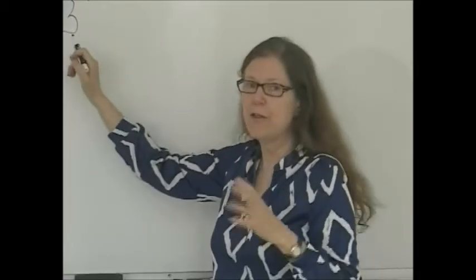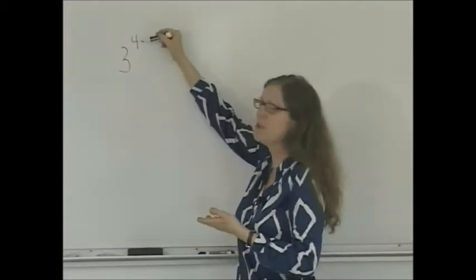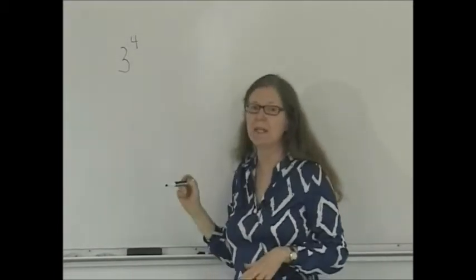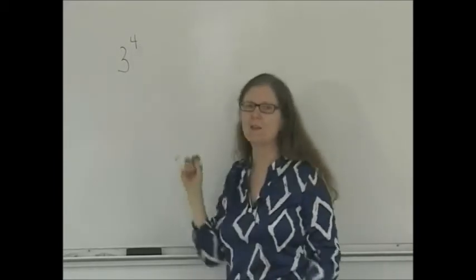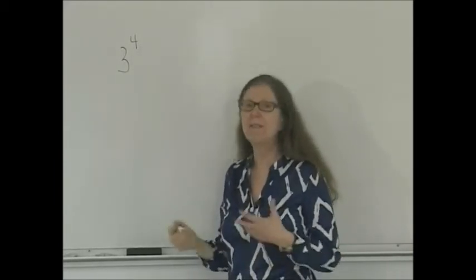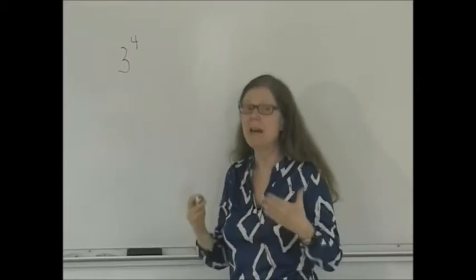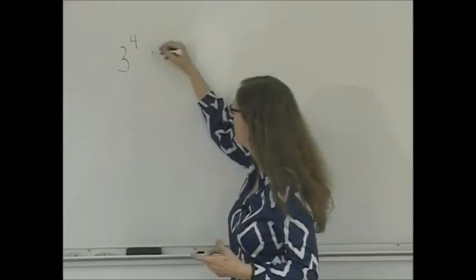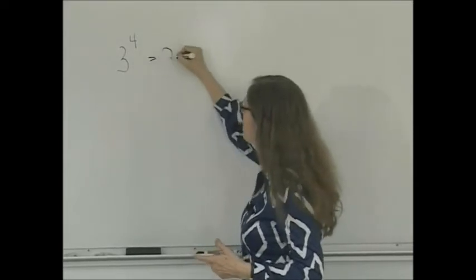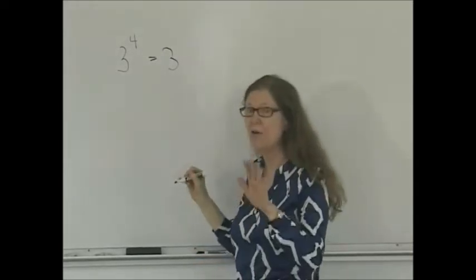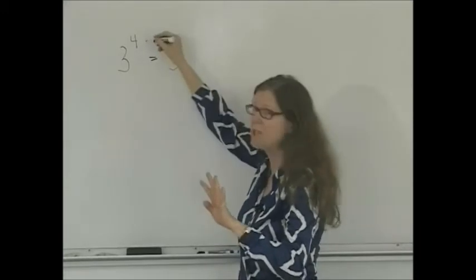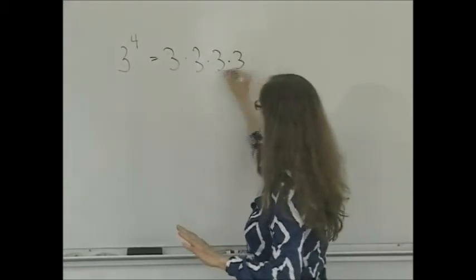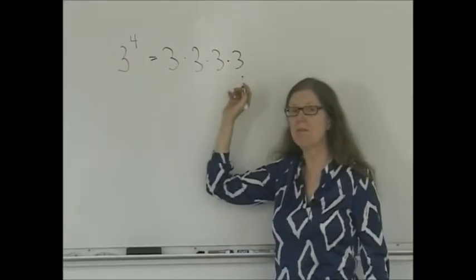If I write 3 raised to the power of 4, that's a way of saying what that means. The 4 is called an exponent. And what this really is telling you, by definition, is that you're going to take your 3 and multiply it by itself 4 times, the number of times in the exponent. 3 times 3 times 3 times 3, 4 times.